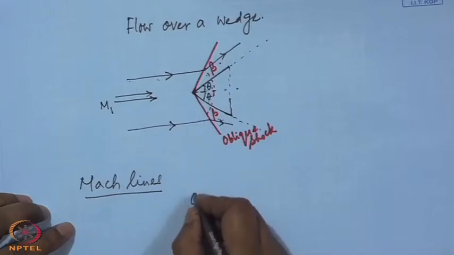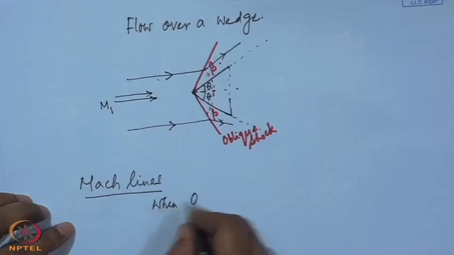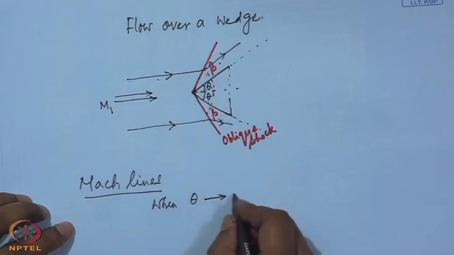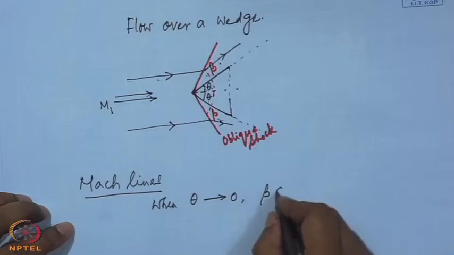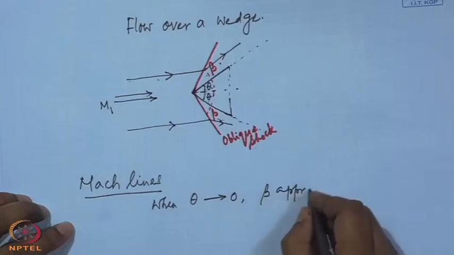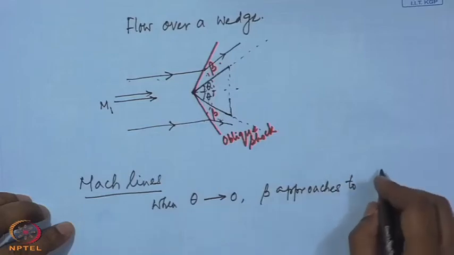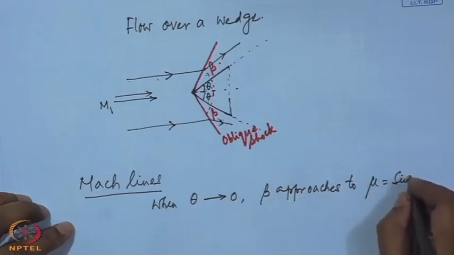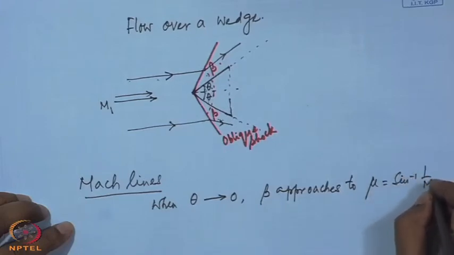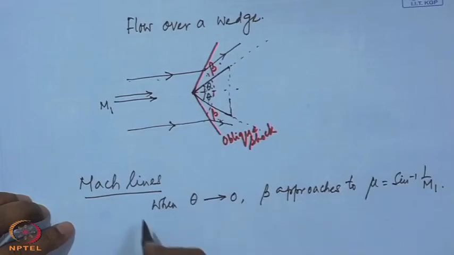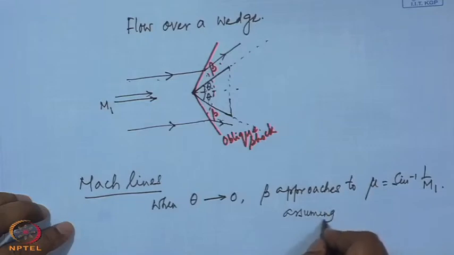When theta approaches 0, beta approaches mu equal to sin inverse 1 by M1, of course, assuming M2 still remains greater than 1.